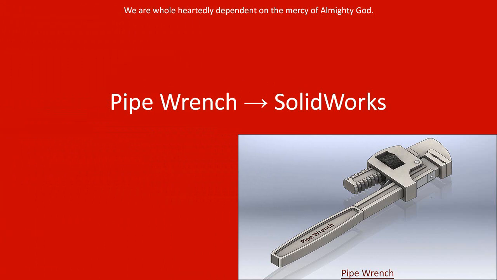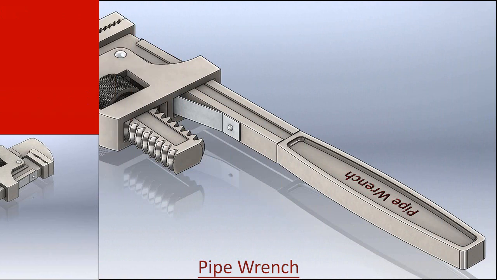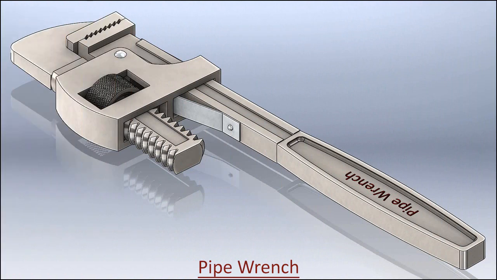Today we will create an assembly file of a pipe wrench in Solidworks. In this video, you will learn the full modeling process of this model and its components. We have used 9 part files and 1 assembly to make this assembly. Some pictures I am showing you at the beginning of this video.